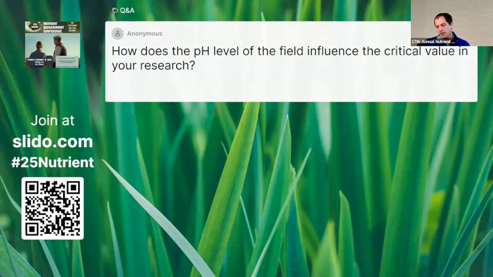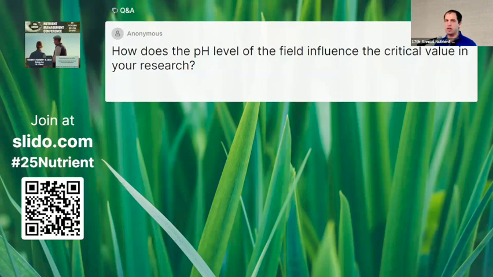How does the pH level of the field influence the critical value in your research? I looked at pH because I know a lot of places use pH to differentiate their phosphorus. And it didn't come out. I could make it come out in some of the stuff I did, but it didn't come out easily. I think a lot of that might be because our soil tests are all typically a little bit higher. We don't have a lot of acidic soils. We're getting some on the eastern part of the state as we get more weathering. But we don't have a high range.